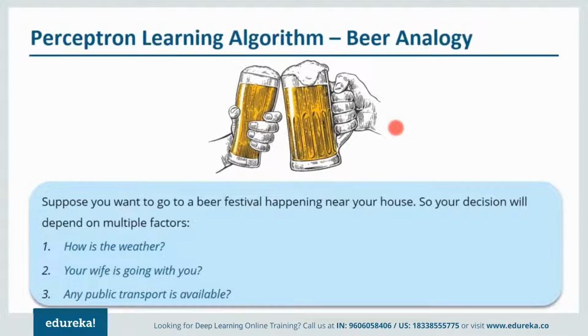All right, jokes apart. So there's a beer festival happening near your house and you badly want to go there. But your decision depends on three factors. First is how the weather is, whether it is good or bad. Second is whether your wife or husband is going with you or not. And the third one is whether any public transport is available. On these three factors, your decision will depend whether you will go or not. So we'll consider these three factors as inputs to our perceptron, and we'll consider our decision of going or not going to the beer festival as our output.